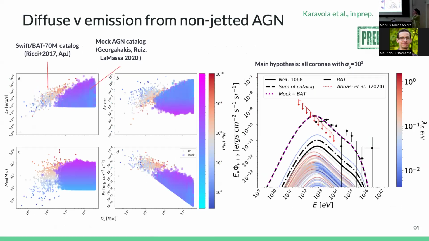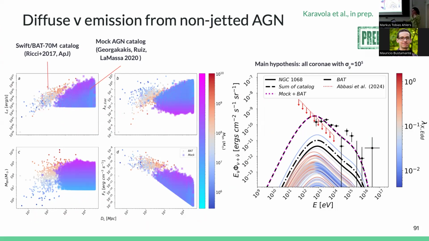So here are some preliminary results where we took the Swift BAT 70-month catalog of bright X-ray AGN. These are nearby sources, so this axis shows the luminosity distance of the sources, and they go up to 100 megaparsecs. The other blob of points are simulated AGN from another catalog. It's a mock catalog, not a real catalog, that extends up to redshift of 4. We combine these two samples in order to calculate the diffuse flux of neutrinos based on this model.